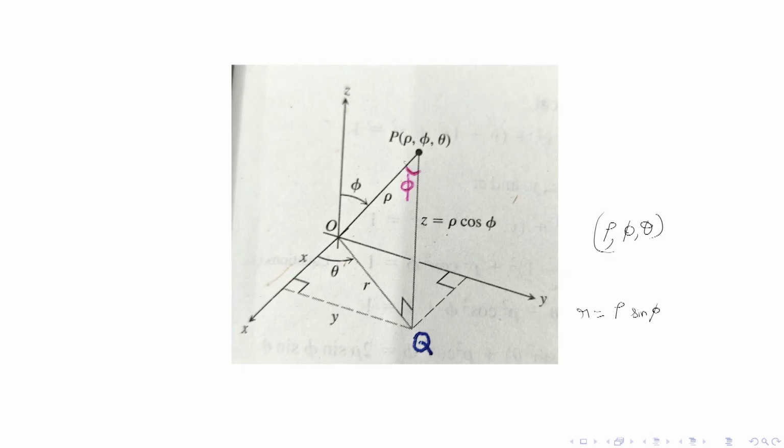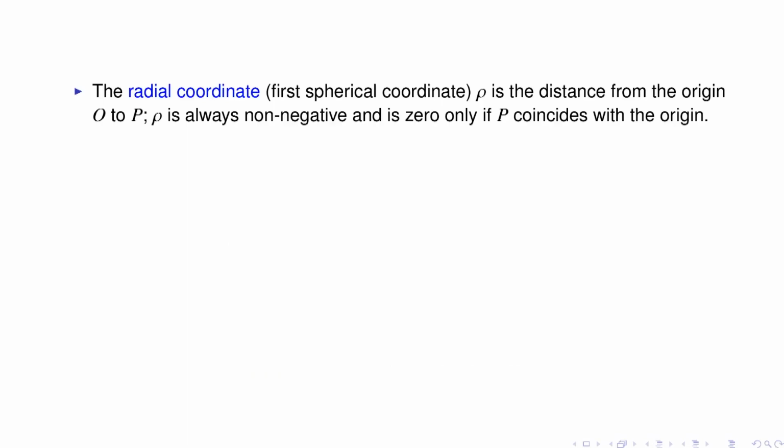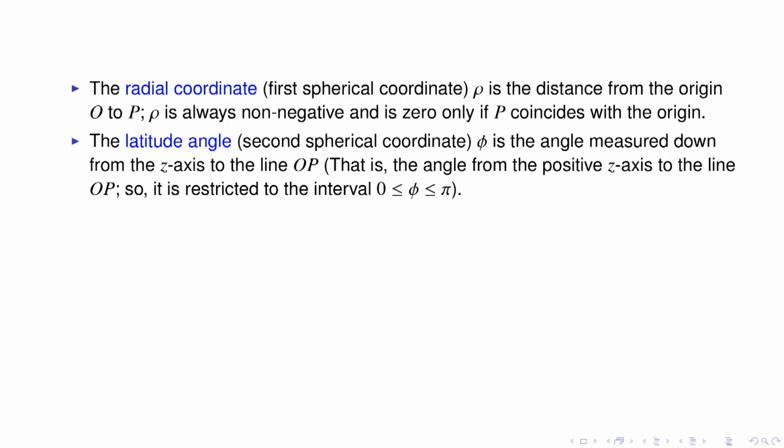Okay. Now, we will elaborate these three spherical coordinates. The radial coordinate is the first spherical coordinate which is rho, which is the distance from the origin to the point P. Okay. Rho is always non-negative and is 0 only if P coincides with the origin. The second spherical coordinate is the latitude angle phi, which is measured down from the z axis to the line OP, that is the angle from the positive z axis to the line OP.